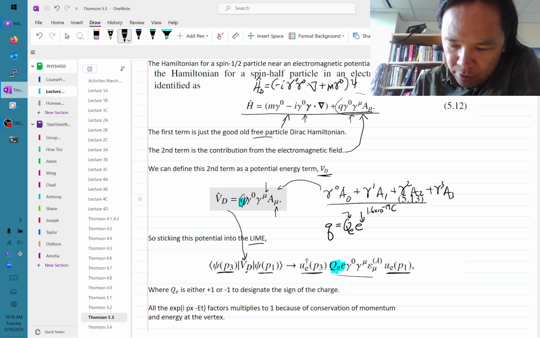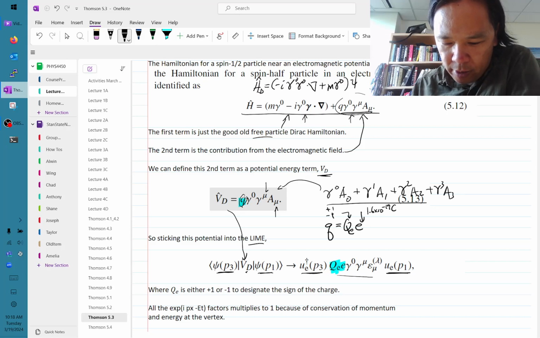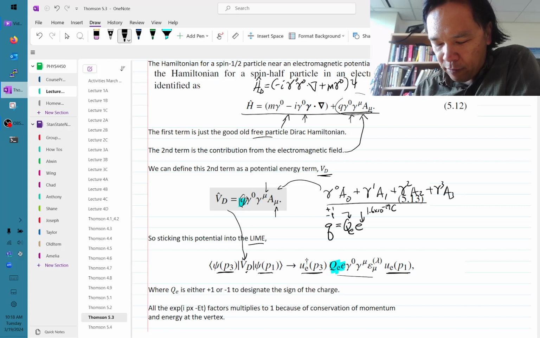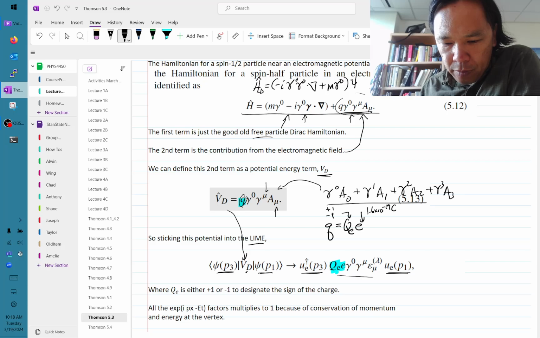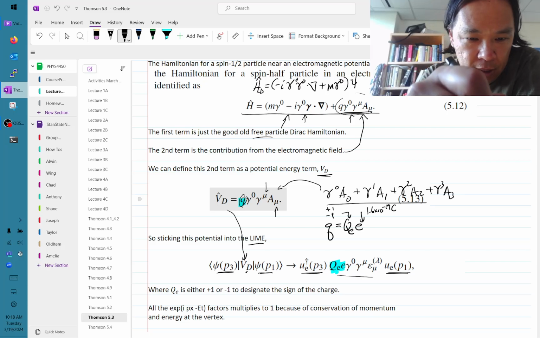And this big Q either represents +1 or -1, indicating the charge of the particles we're dealing with. If we're dealing with electrons, then this will be -1. If we're dealing with positrons, this will be +1. That's the only difference. The rest is a copy down.